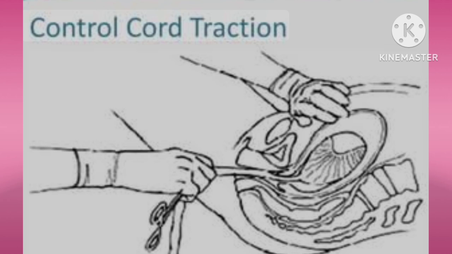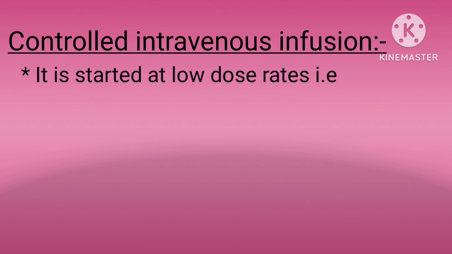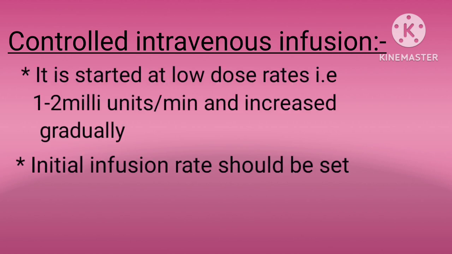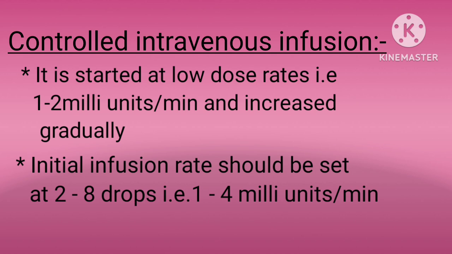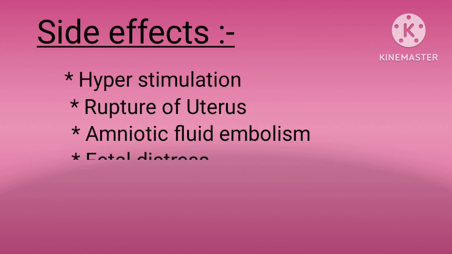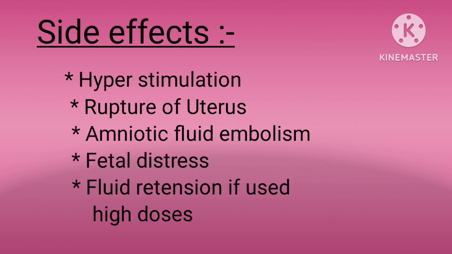Okay? So here, how are we going to control the intravenous infusion? This injection oxytocin is started at a low dose rate, that is 1 to 2 milliunits per minute, and increased gradually. Initial infusion rate should be set at 2 to 8 drops, that is 1 to 4 milliunits per minute. Here the side effects are hyperstimulation, rupture of uterus, amniotic fluid embolism, fetal distress, and fluid retention if used in high doses.